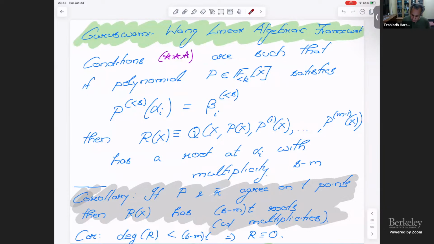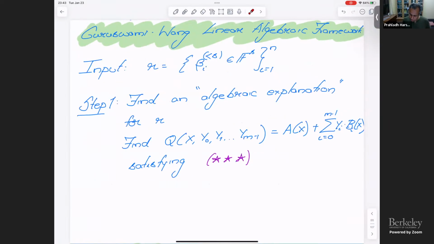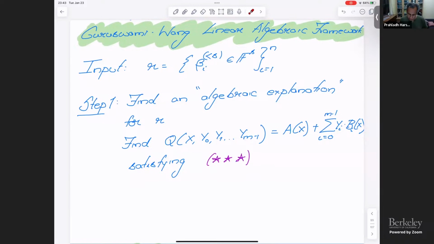In other words, for every polynomial P that has significant agreement with the received word, when you plug P(x) into Q, P will be a solution to this. We get a differential equation of which P will be a root. In particular, we're going to have the following. We find an algebraic explanation.